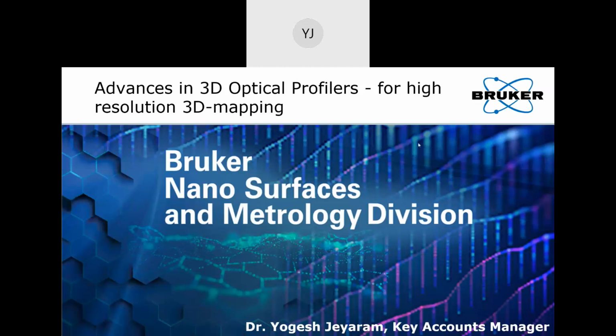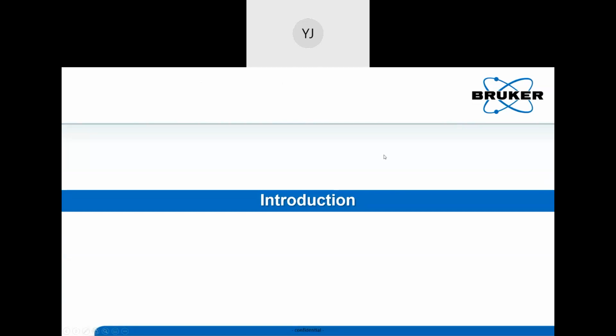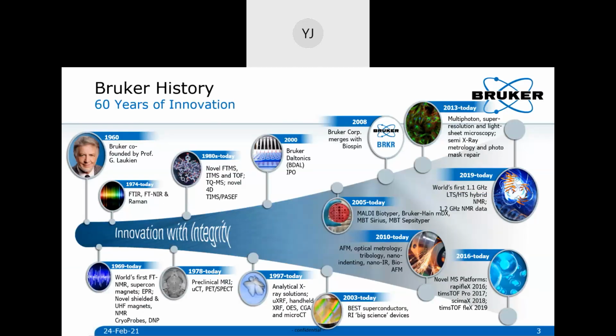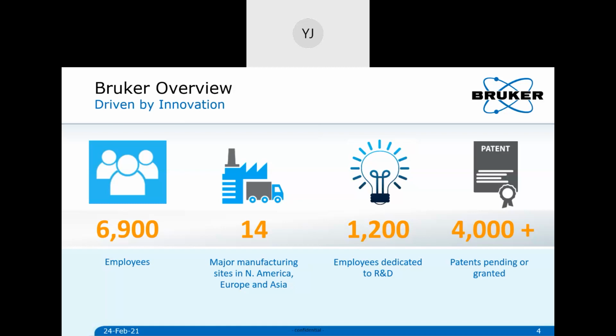Before we start, let me introduce a little bit about our company. Maybe many of you are familiar already. So it's a short history of Bruker. Founded in 1960, mainly we were doing NMR at that time. But over the years, we have developed several other product lines, including XRD, AFM, microscope, etc. Today, the one that we are going to focus on is the 3D optical profiler.